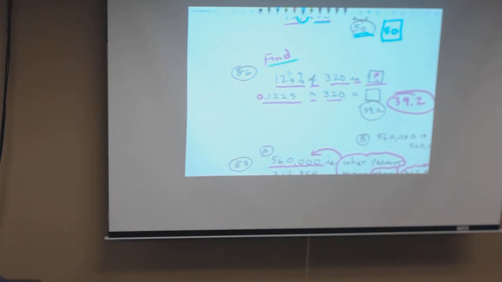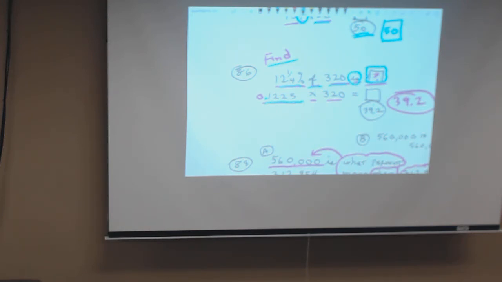Number 86. Find 12.5% of 320. So if I want to find it, then I go 12.5% of 320 is empty box. Then I change 12.5% to 0.1225. You go, how'd you get that?